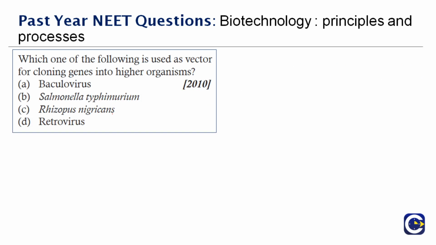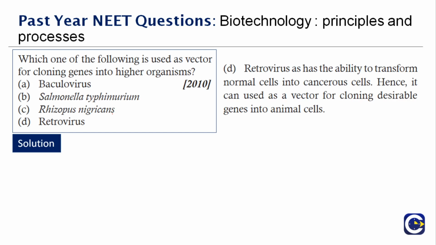Next question here. Which one of the following is used as a vector for cloning genes into higher organisms? This is again an easy question for you. Obviously it is not Salmonella typhimurium, which causes typhoid, baculovirus, Rhizopus nigricans, and you have retrovirus. The correct answer is option D. Retrovirus has the ability to transform normal cells into cancerous cells. Hence, it can be used as a vector for cloning desirable genes into the animal cells. Because of this particular quality they are used, because we need to modify something, right? Therefore, the correct answer to this question is option D.